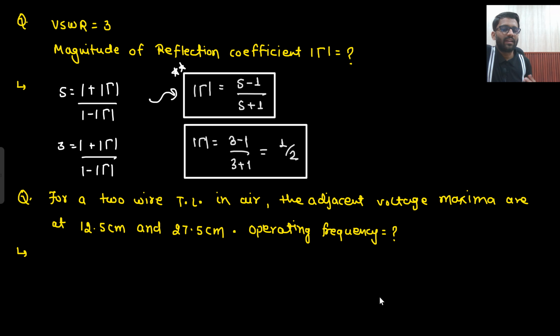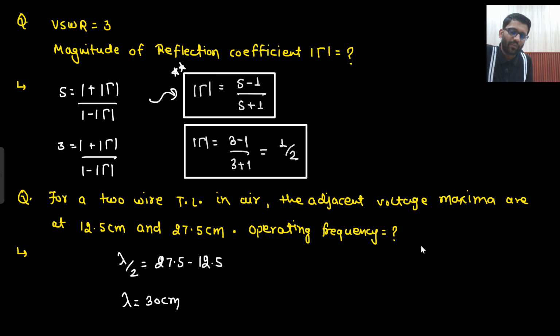For a 2-wire transmission line, adjacent voltage maxima are at this distance; find the operating frequency. That means what is the gap between two adjacent voltage maxima? That is 27.5 minus 12.5, and that would be equal to lambda by 2. So lambda is equal to 30 centimeter. What you need to find is the operating frequency. And in air, the speed will be equal to the speed of light.